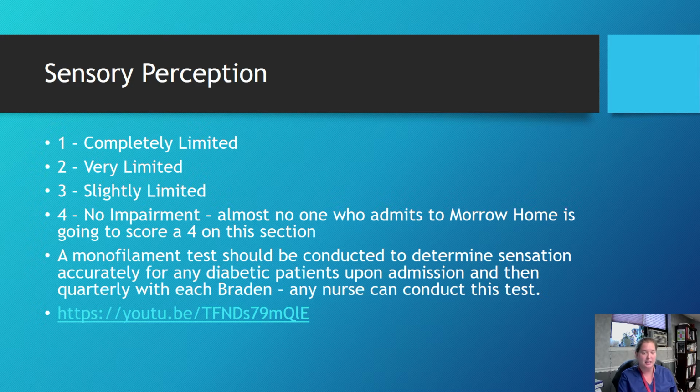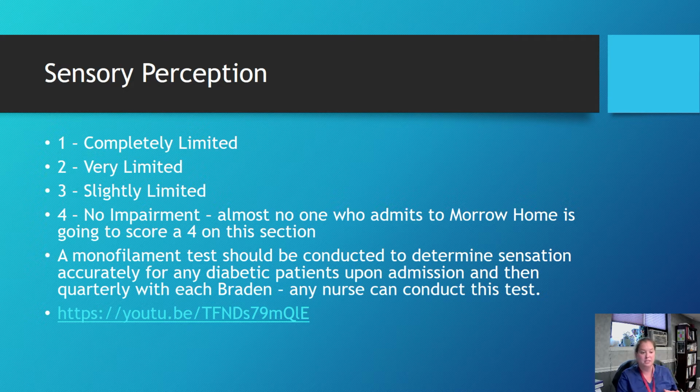That would be a completely limited or a very limited result, depending on the individual and how mobile that person is. Now, a slightly limited, they might have some trouble communicating their needs. Maybe they failed their monofilament test, but pretty much everybody is going to have at least a slightly limited sensory perception score if they're residing here.